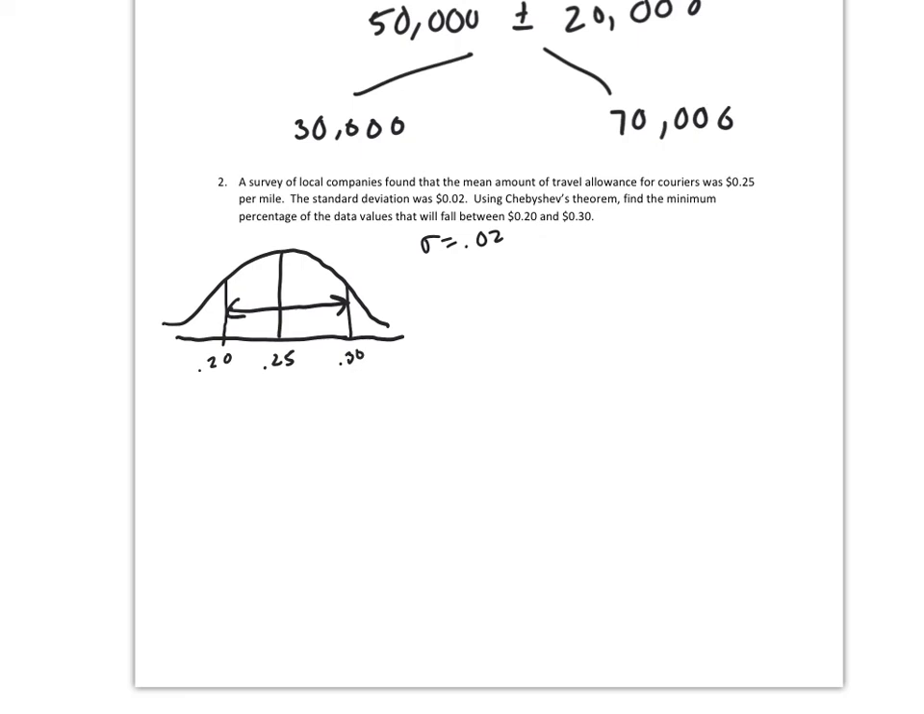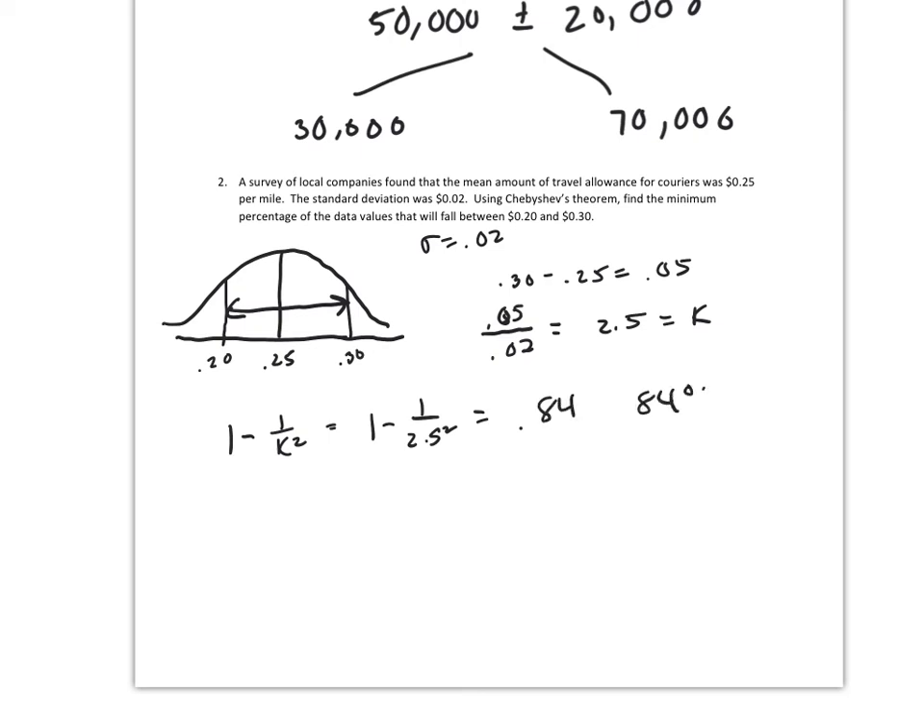Well, let's first find the difference between those two. 0.30 minus 0.25 is 0.05, and let's divide that by the standard deviation, to find the number of standard deviations between these two values. 0.05 divided by 0.02 gave me 2.5. Well, that's K. It's the number of standard deviations. So now you do 1 minus 1 over K squared. This is going to give me at least this much will be within the range. So that's going to be 1 minus 1 over 2.5 squared. Use your calculator, and this gave me 0.84, or 84%.